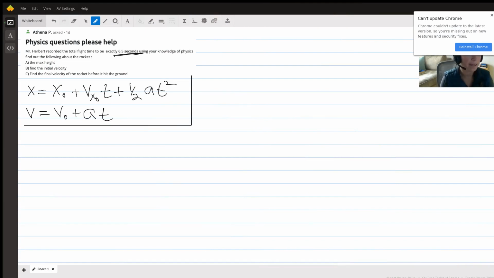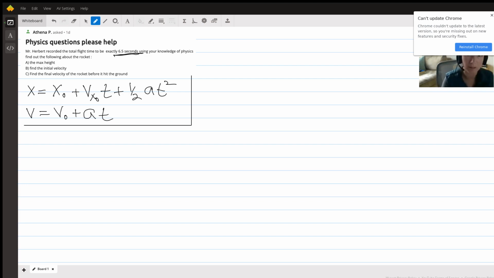Hey Athena, my name's Laura, and I'm here to see if I can answer your projectile motion question involving a rocket. I think that you didn't get a lot of answers because we have to make some assumptions in order to solve this that aren't actually said in your problem and kind of should have been.